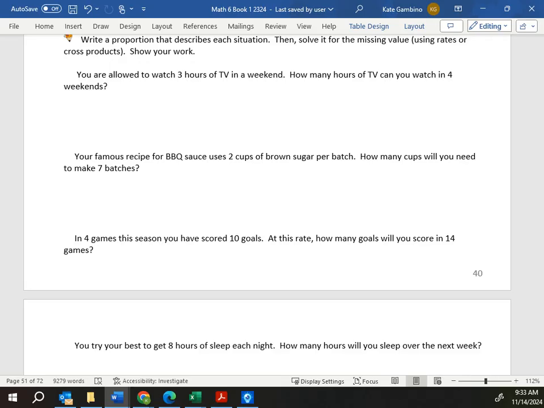How many hours of TV can you watch in 4 weekends? What do you think my first rate is going to look like, Adeline? 3 hours in 1 weekend. 3 hours over 1 weekend. What's my second rate going to look like? There's going to be a question mark because it's asking a question. How many hours of TV can you watch in 4 weekends?